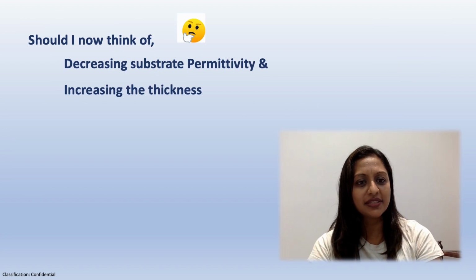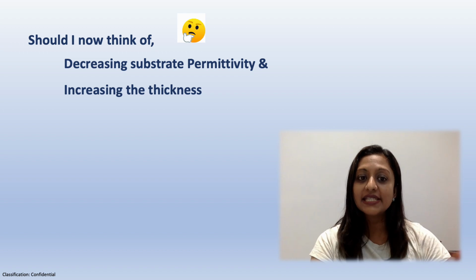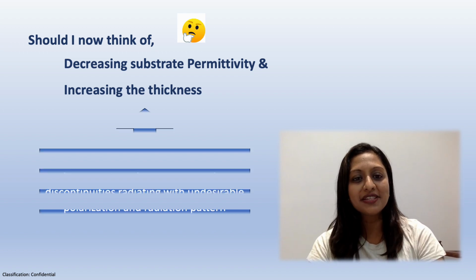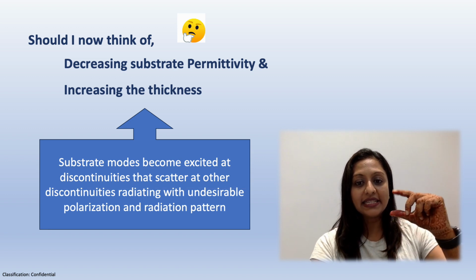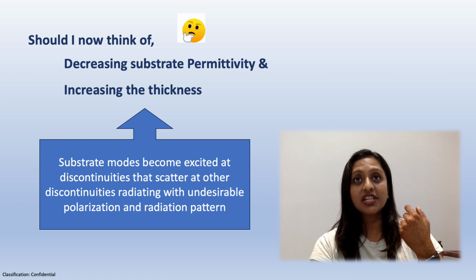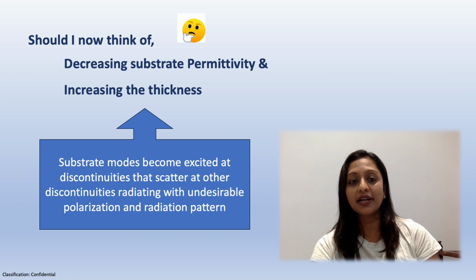So what does this mean? Does this actually mean that I have to start decreasing the substrate permittivity and increase the thickness of the material I have chosen? Can I do that? So what happens if I do that? If I decrease epsilon r and start increasing the patch thickness, the substrate modes become excited and it will cause undesirable polarization and radiation pattern, let alone creating higher order modes in the patch antenna itself, disturbing the actual existing polarization and radiation pattern.